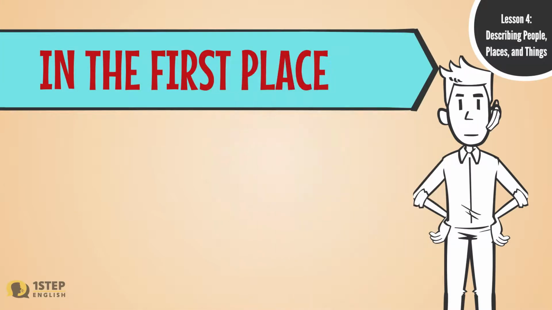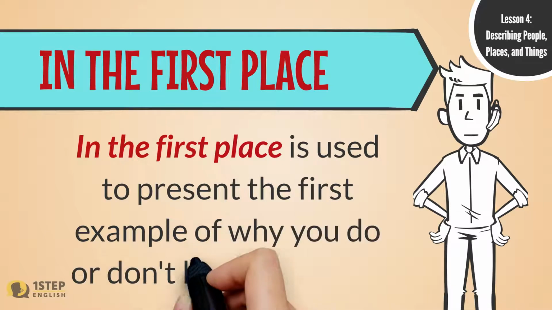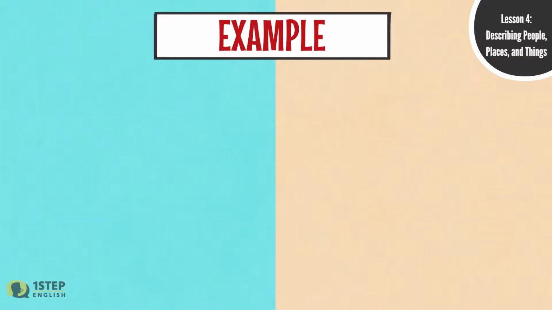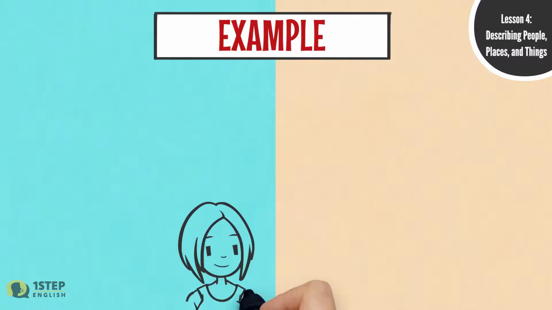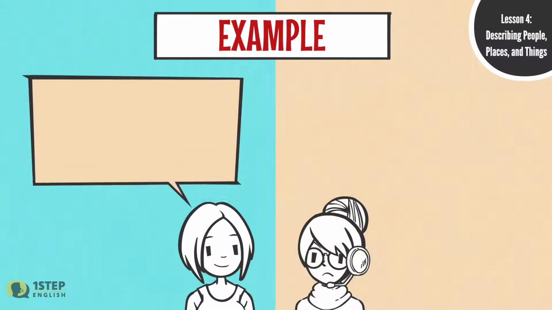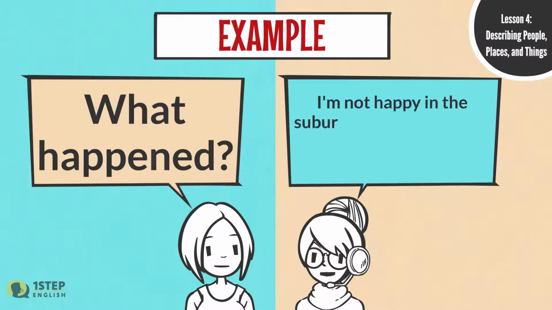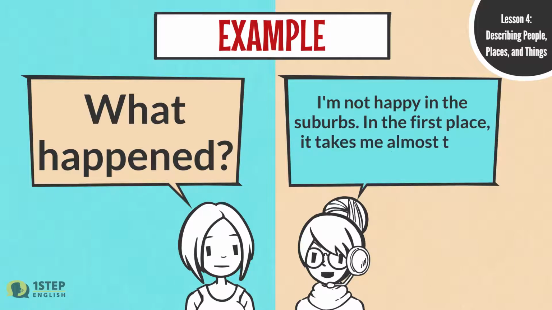In the first place. In the first place is used to present the first example of why you do or don't like something. For example, What happened? I'm not happy in the suburbs. In the first place, it takes me almost 3 hours to get to work.